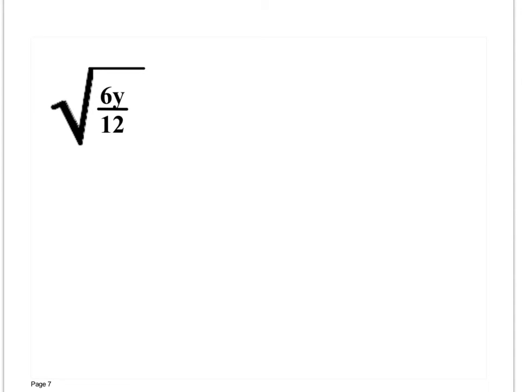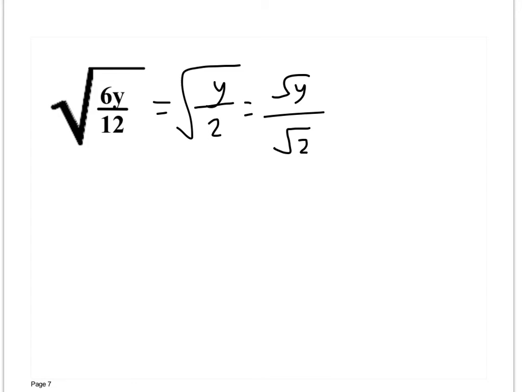Square root of 6y over 12. Is there anything I can reduce this by? 6. I can take 6 out of those, right? Well, what do you think? One half. Yeah, you could just do 1/2. 3 and 4. I mean, really, you can divide by 6. Let's go ahead and just divide by 6. That would give you this, right? Square root of y over square root of 2.